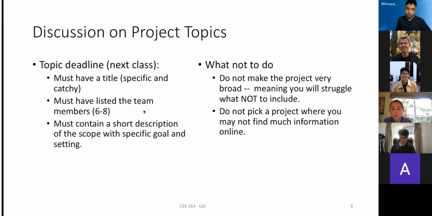Or is this about using the plastic waste as a different product? They are all different kinds of projects. So you've got to make it narrow. If you make it very broad, it's very difficult to decide what actually to include. So you'll have difficulty finishing the project. That's why I always encourage you to make it narrower.